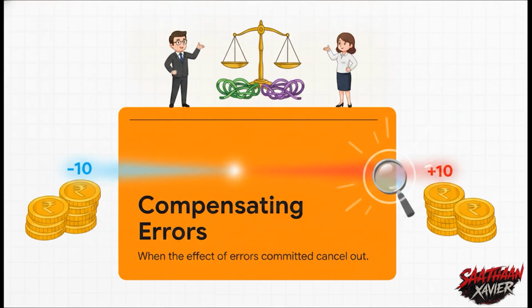Finally, we have compensating errors. Now, these are incredibly sneaky because two wrongs seemingly make a right. Imagine your trial balance looks perfectly balanced, but underneath it all, a 10 rupee missed credit perfectly hides behind a 10 rupee excess debit in a completely unrelated account. The errors literally compensate for each other. Uncovering these usually requires a deep, highly detailed audit because the trial balance is giving you a completely false sense of security.